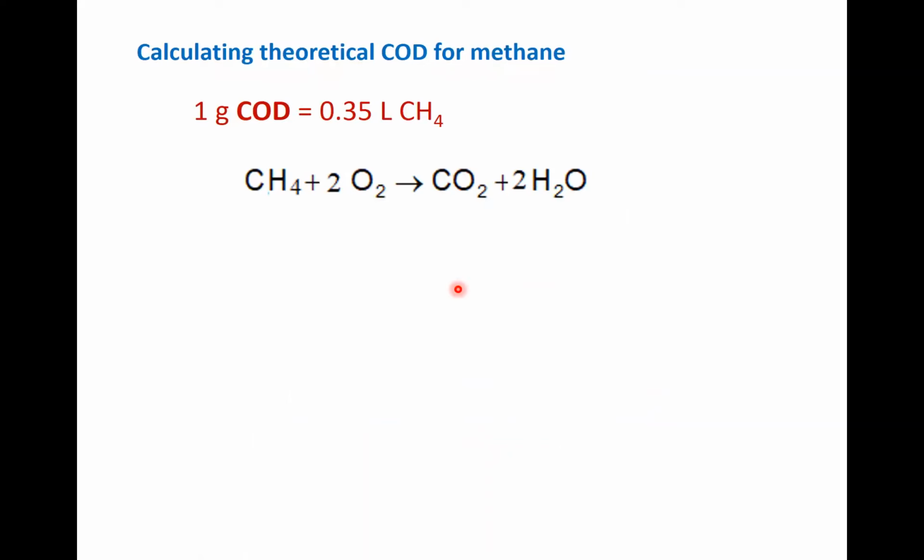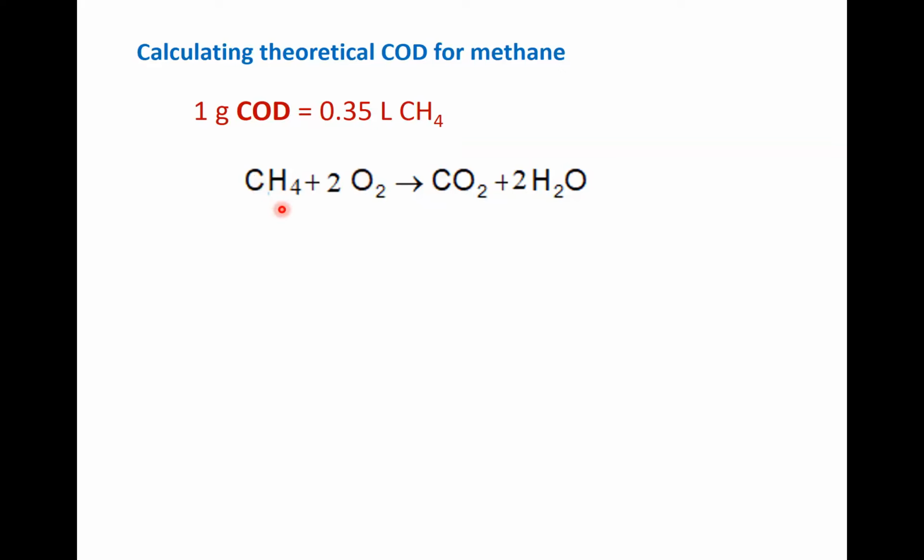How about this? Actually, in literature, you can find this always. If you read literature about anaerobic digestion, people cite that 1 gram of COD equals 0.35 liter of methane. Or sometimes people say each liter of methane needs 2.85 grams of oxygen, or chemical oxygen demand. How can we get to this number? I will explain to you how to do this today.